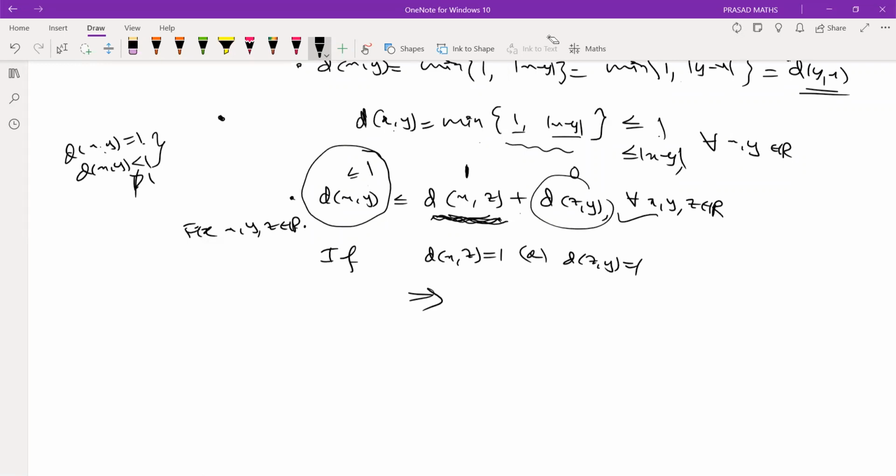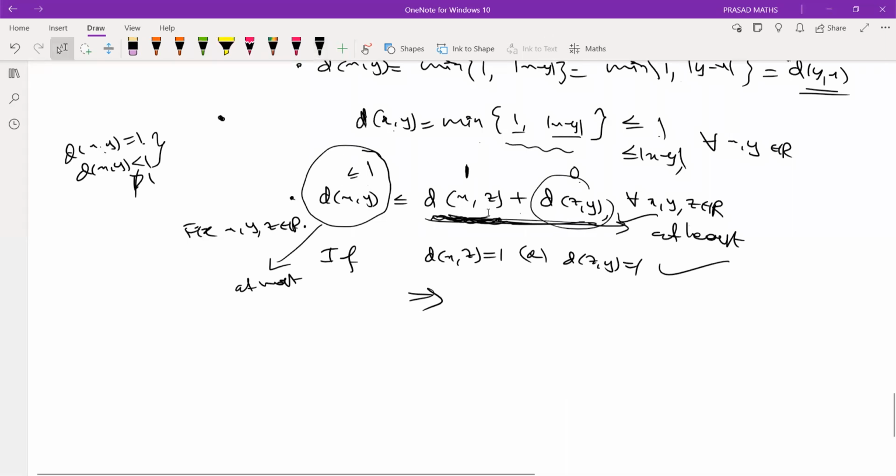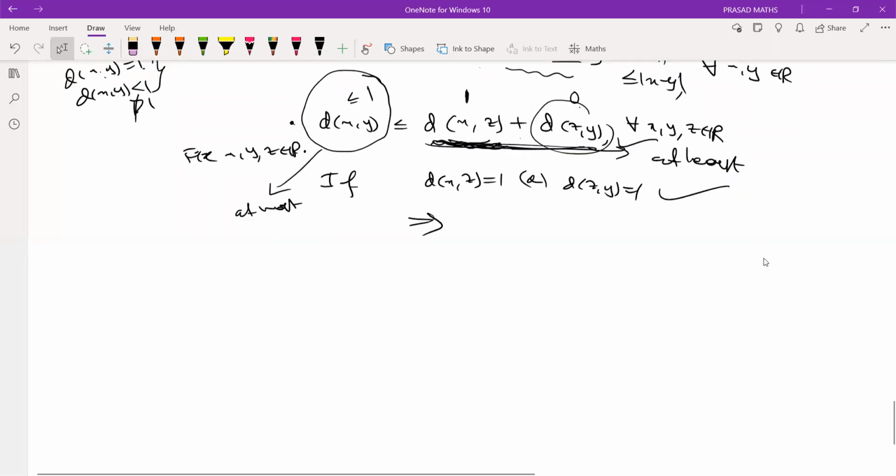Is it clear? Always this inequality holds, because the right side is 1 plus a non-negative constant, and the left side is at most 1. The left side is at most 1, and the right side is at least 1. So the right side is bigger. Therefore, in this case, the triangle inequality holds. Is it clear, the step? At most on the left side, at least on the right side. So the triangle inequality holds when at least one of the distances on the right side is 1.